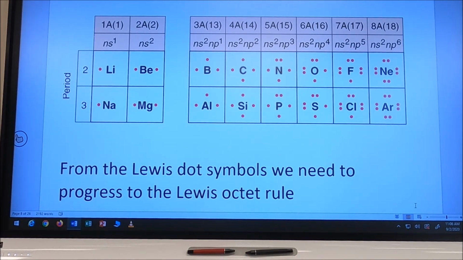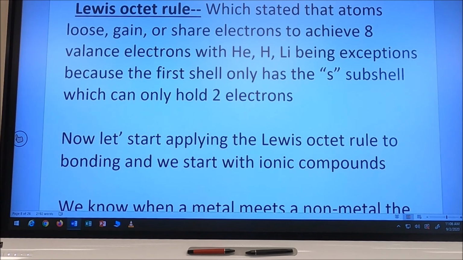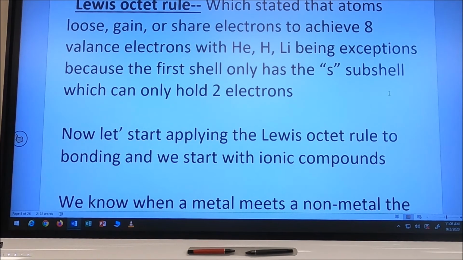Now, the Lewis dot symbols we're going to use in conjunction with the Lewis octet rule. The Lewis octet rule states that atoms lose, gain, or share electrons to achieve 8 valence electrons, with helium, hydrogen, and lithium being exceptions because their outermost shell is different. Helium has an outermost shell of 2. Hydrogen, to look like helium, would have to gain 1 electron, and would have 2. Lithium loses 1 to look like helium.